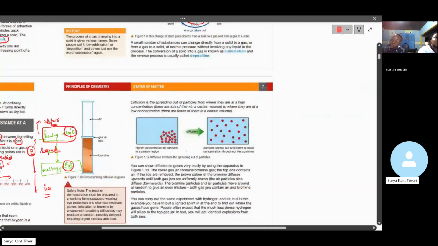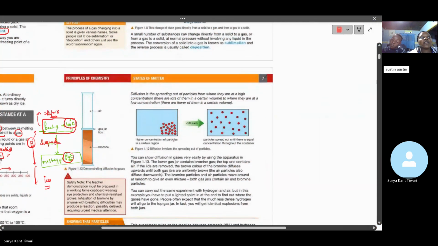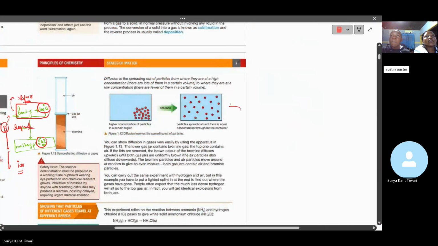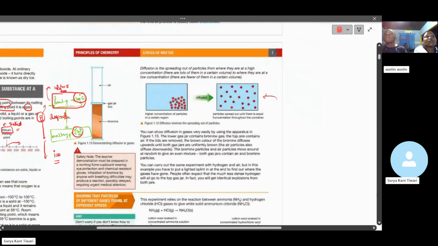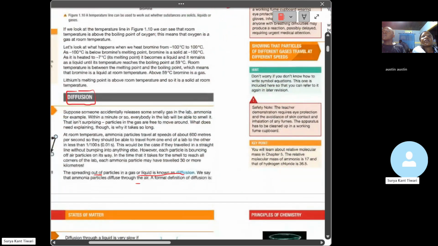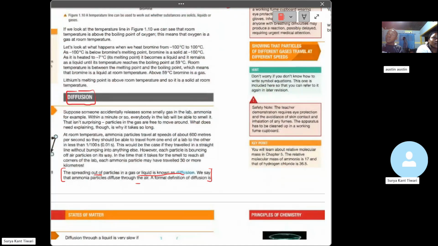Sir, can you go back to that page of spreading out of particles? I want to make a short note on it. Okay, you can write it like this: spreading out of particles in a gas or liquid is known as diffusion. In solids, diffusion is not possible because they are tightly packed and there are very strong forces holding them.